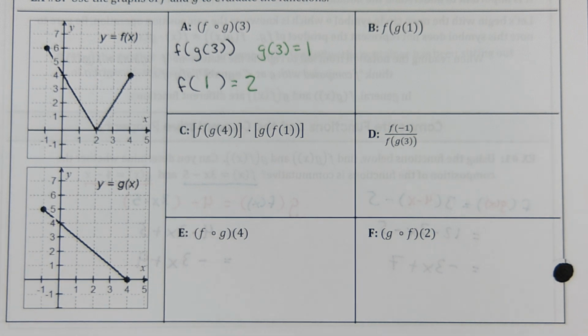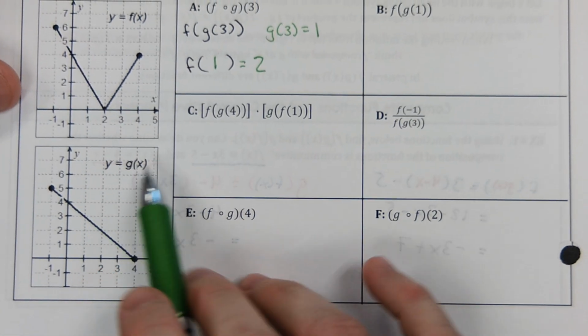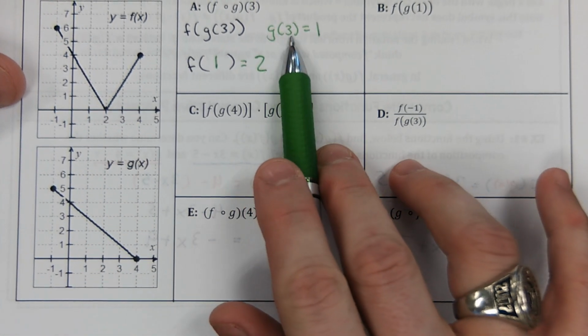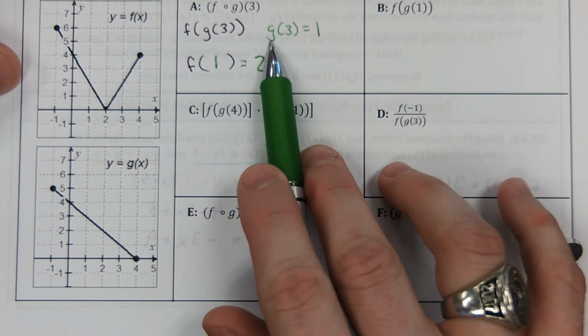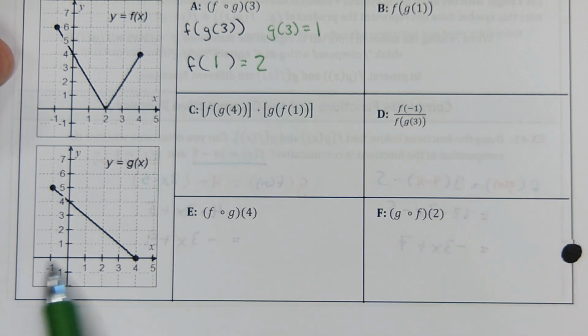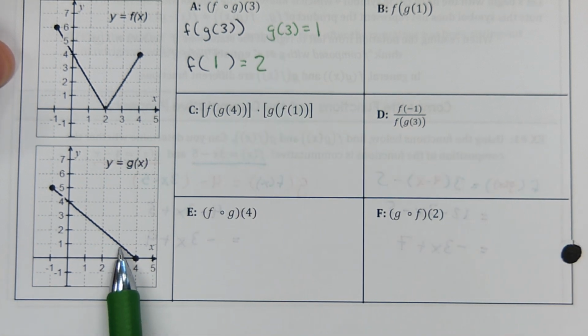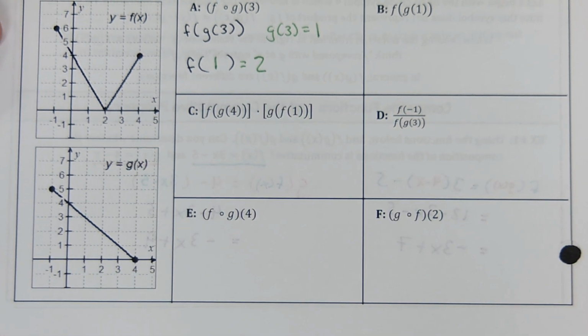Yes, ma'am? How'd you get g of 3 equals 1? So I went to the graph of g, and this literally says when x is 3, what is the y value of the graph of g? So I went to here to there. So that y value was 1. Thank you.